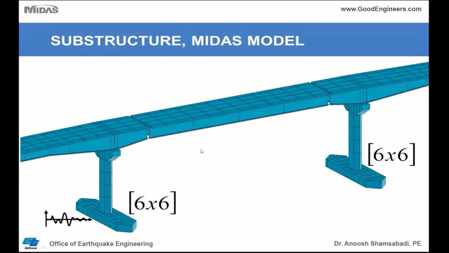So here is an example of the substructure model, which I've also done with Midas for this project. This is a closer shot of one of the main piers in Midas, for which I used a kinematic motion and a 6x6 matrix to develop the model.